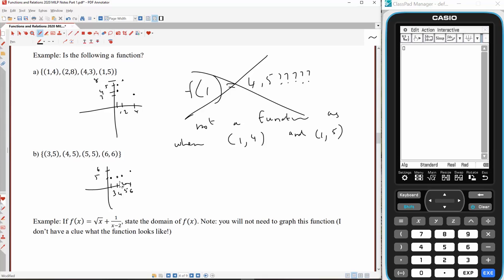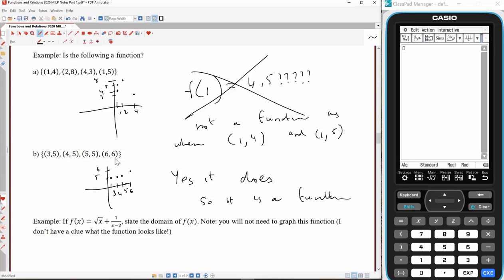4 produces the y value 5. Now, 5 gets produced a lot, but that doesn't really matter. The trick is, and all we want to think about is, for any given value of x, does it produce a maximum of one y value only? Okay, and in this case, yes, it does. So it is a function.